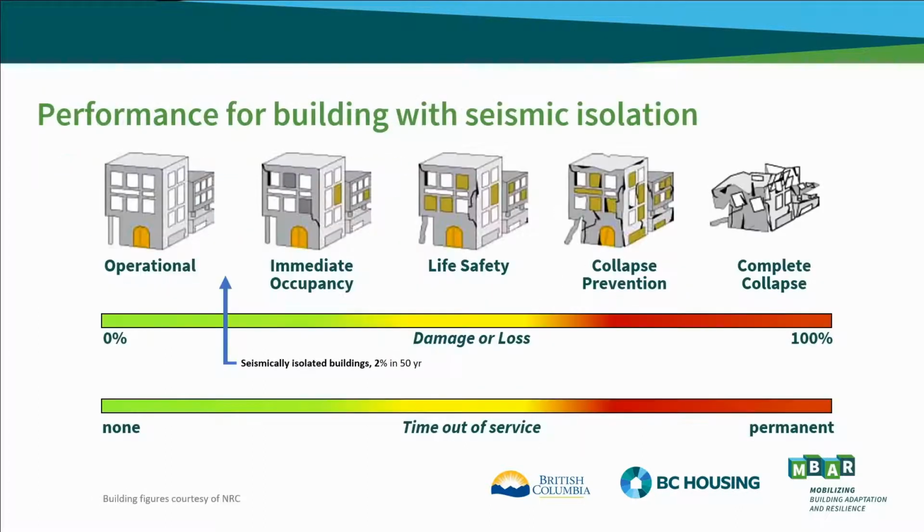So graphically, per the cartoons presented in previous sessions, the seismically isolated building for the full code level earthquake will have no structural damage performance, noted by the blue arrow.